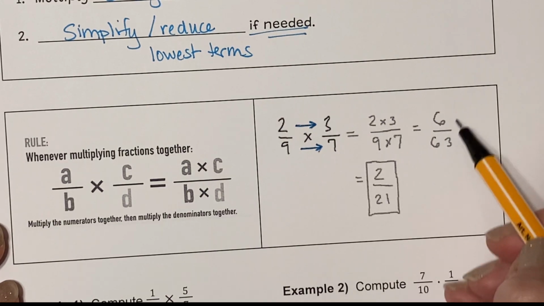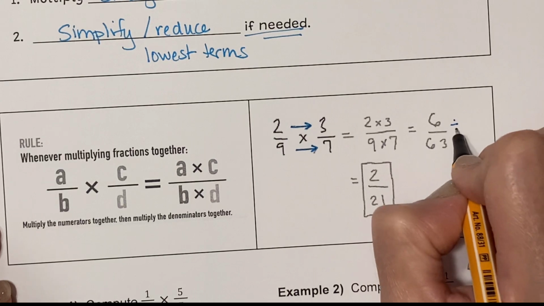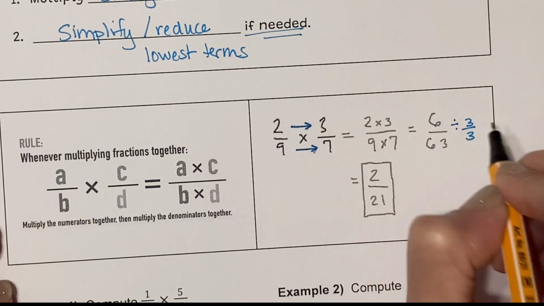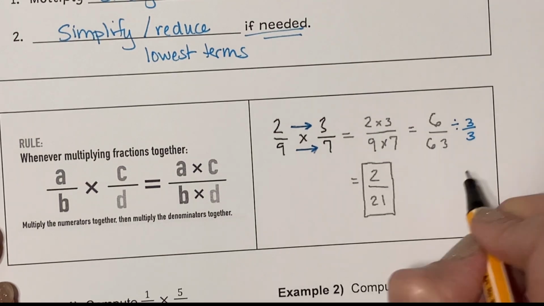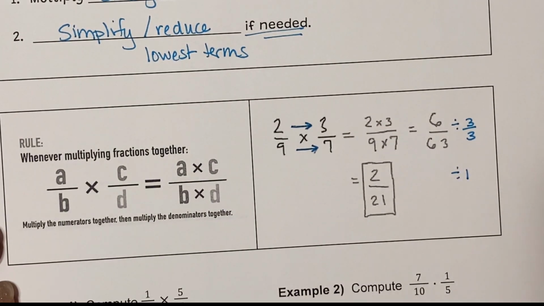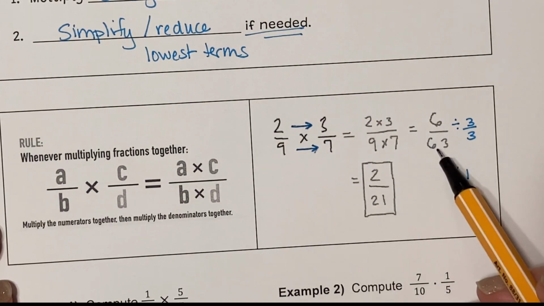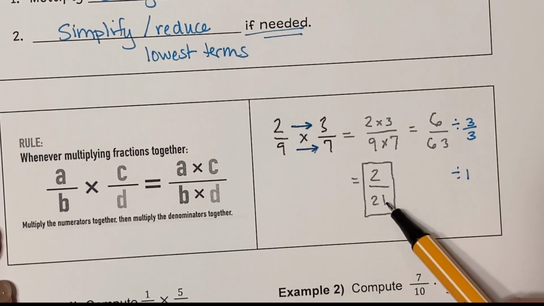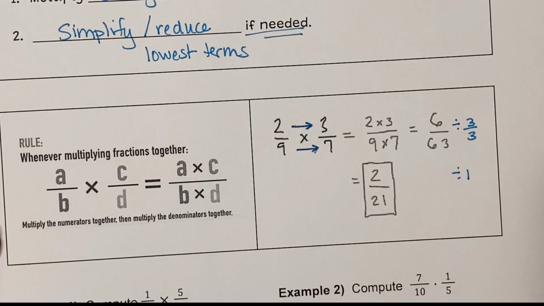6/63, we can reduce 6/63. Both of these numbers can be divided by 3. I'm dividing by 3/3. Dividing by 3/3 is the same as dividing by 1, which doesn't change the value. 6 divided by 3 is 2, 63 divided by 3 is 21, and 2/21 would be our final answer.